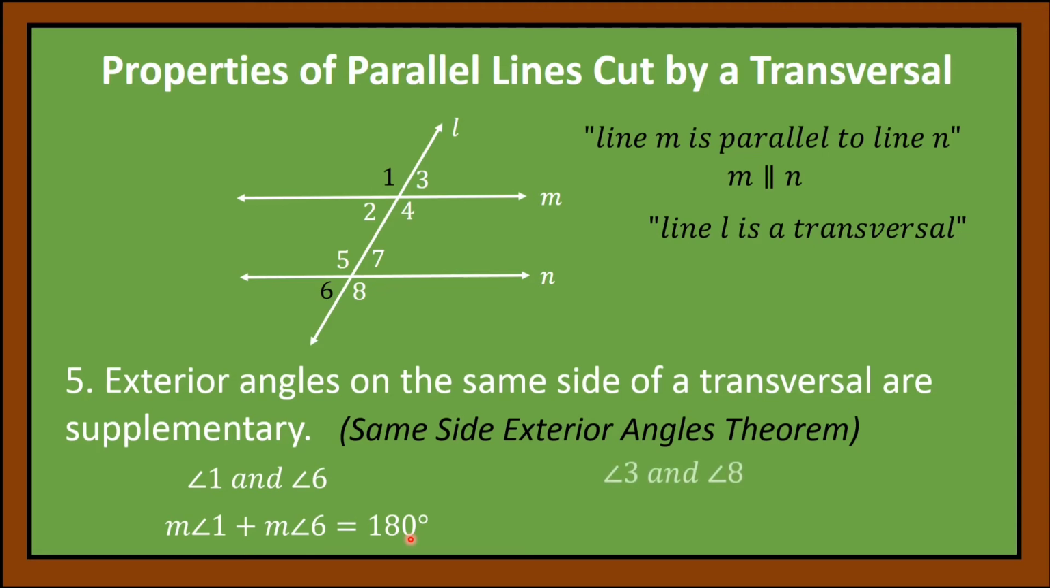So, another example, angle 3 and angle 8. So, nasa parehong right side ng ating transversal ang angle 3 at angle 8. At the same time, sila ay parehong nasa labas ng ating parallel lines. So, kapag pinagsama ang sukat ng angle 3 at angle 8, that is equal to 180 degrees.